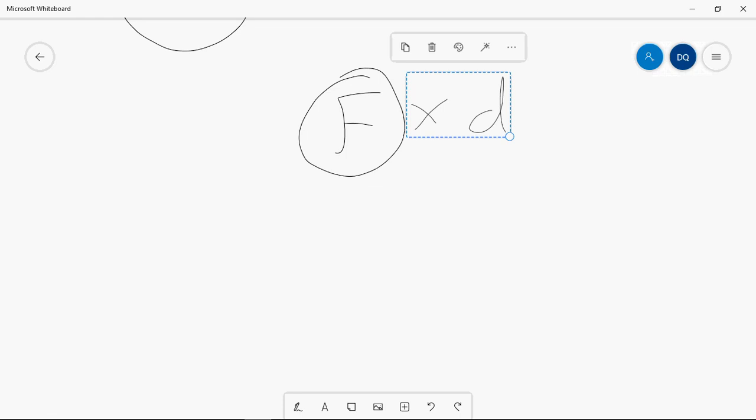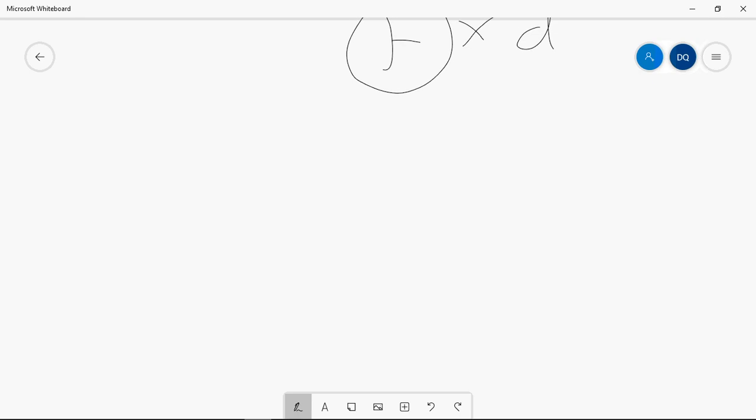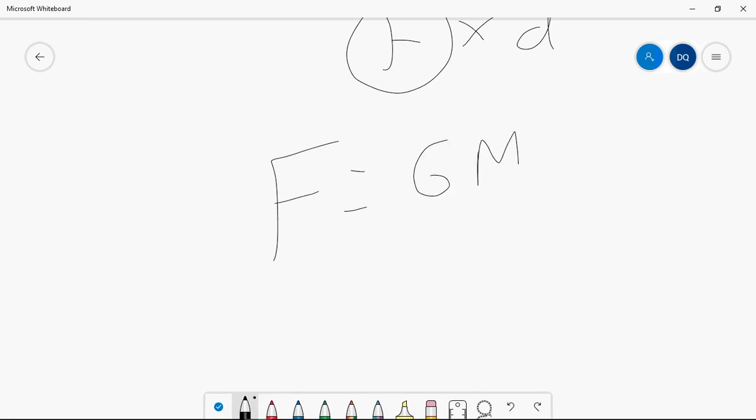So if the force is changing, you must ask yourself, well, which force value do we use? That changing value, you can't use the average because it doesn't change at a constant rate. That force is equal to G m over r squared.